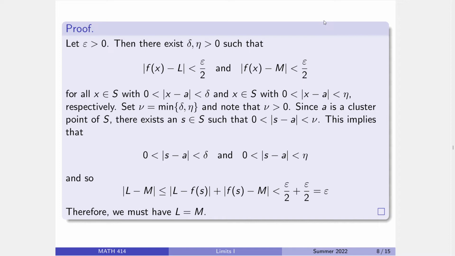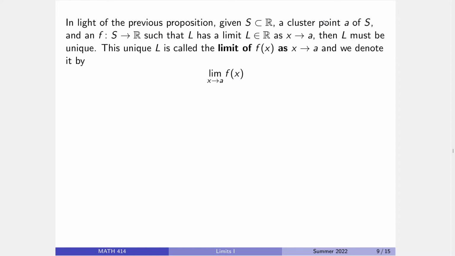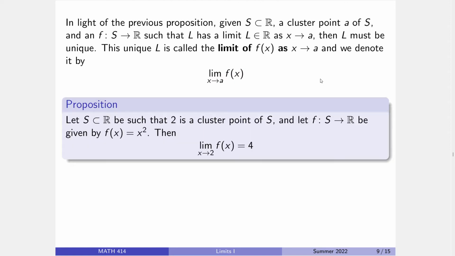There we go. So now equipped with this, we can say the following. If we've got a set, a cluster point, and a function that has a limit, that limit must be unique. So we'll call it the limit, and we give it the very familiar symbol, limit as x goes to a of f of x. So talk is cheap. Let's actually prove something from calculus. The limit as x goes to 2 of x squared is 4.